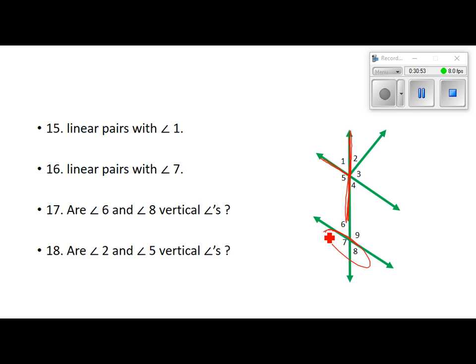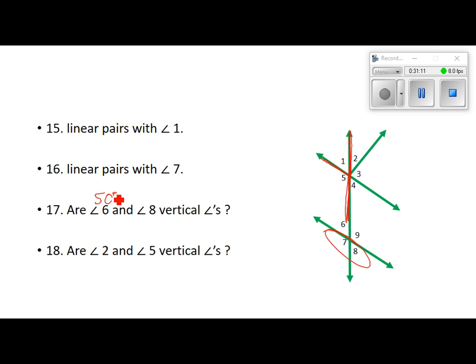They get everything. Are 6 and 8 vertical angles? Yeah. So what do we know about 6 and 8? If I told you angle 6 was 50 degrees, what could you tell me about angle 8? It's 50 degrees.